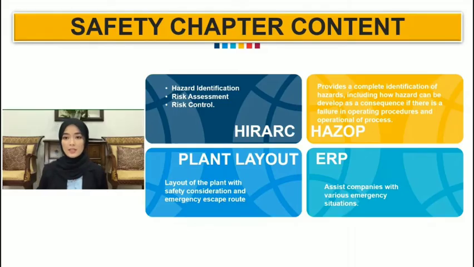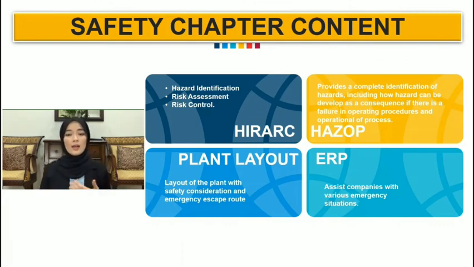In ensuring the safety of our plant, there are 4 things that we focus on, which are HIRAC, HAZOP, plant layout, and ERP. HIRAC stands for hazard identification. It is when we recognize a thing that can cause harm or injury. And then we go for risk assessment, where we look at the possibility of those injuries happening to a person. And then risk control is when we eliminate or reduce the risk of a person being exposed to hazard.